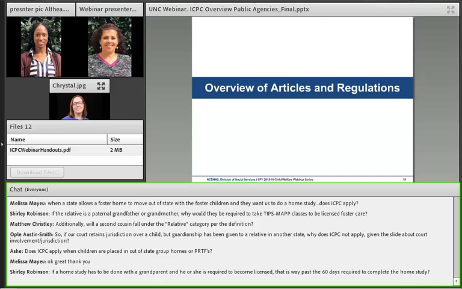Good morning. Let's talk about articles and regulations. So the difference between the two is that articles are law. Those are found in our General Statute 7B 3800, and they allow for uniformity across all 50 states and the 2 territories. So articles are law, regulations are policy. There are 10 articles and 12 regulations, and we're really just going to talk about those that are most commonly used here.